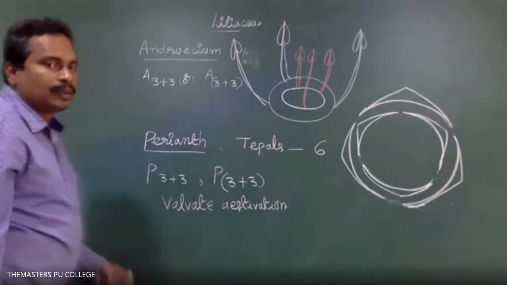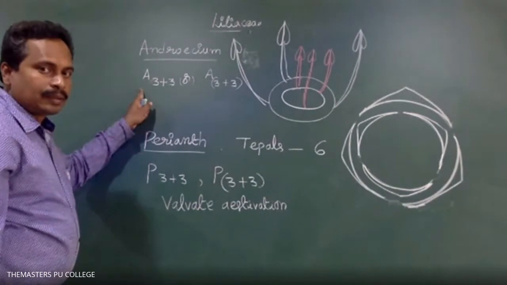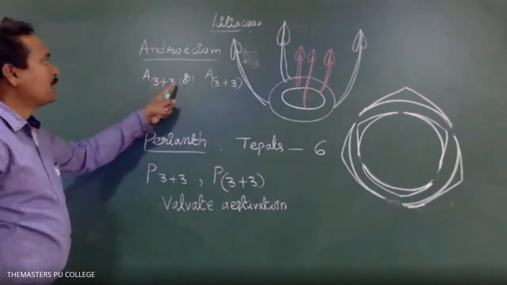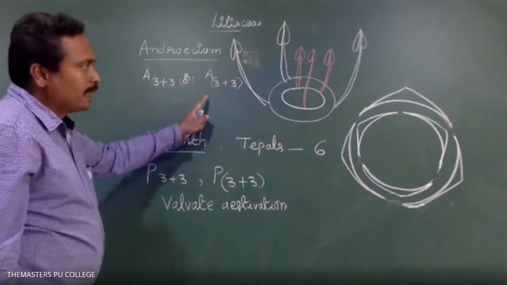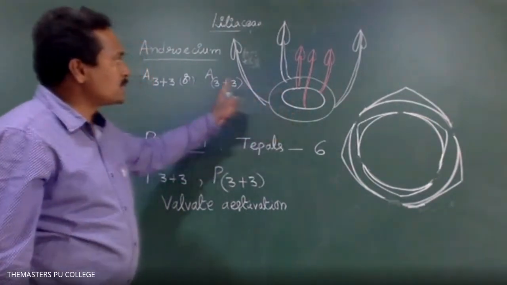Okay now. How many stamens are there in the androecium? The number of stamens in the androecium? Six stamens. Right. Among the six stamens, how are they arranged? The six stamens are arranged in two whorls. Each whorl consists of three stamens.